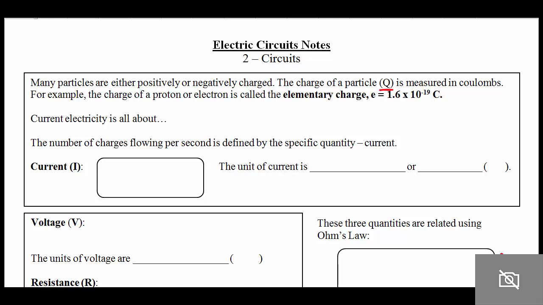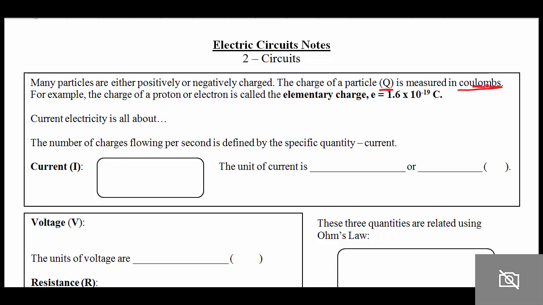All right, so welcome to our first set of flip notes on circuits. Now we've already talked a little bit about electric circuits and how it's essentially just a series of charges flowing around and around. You guys already know that many particles are either positively or negatively charged, but the charge of a particle we refer to as Q, and this is something that we measure in coulombs.